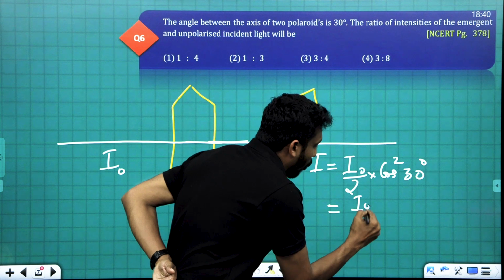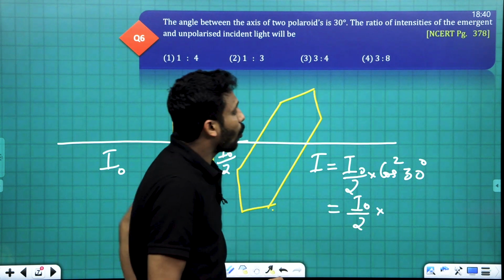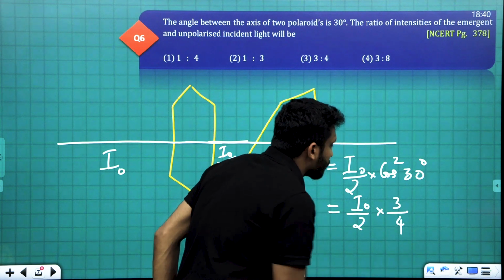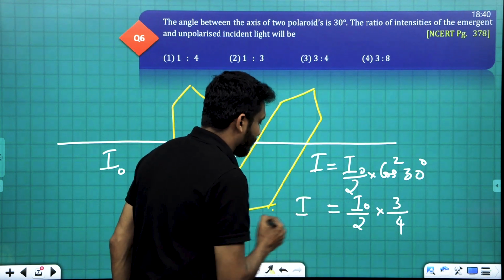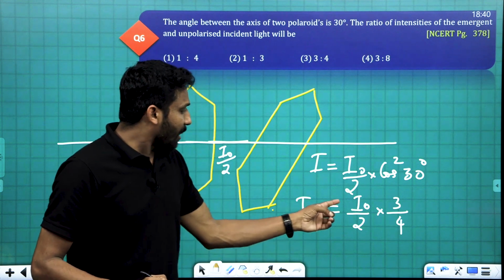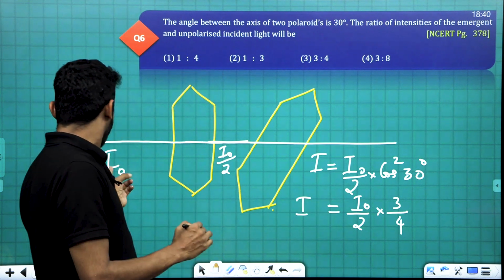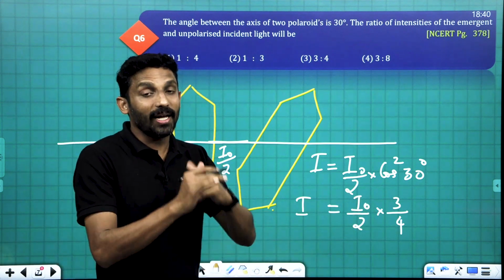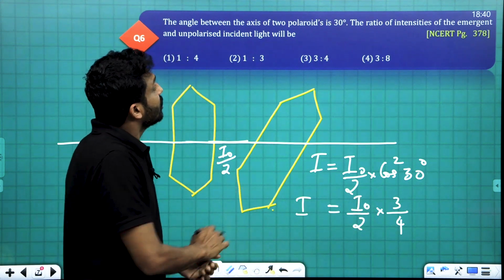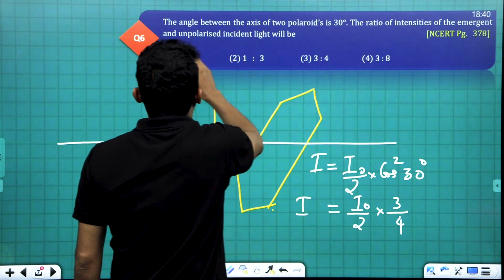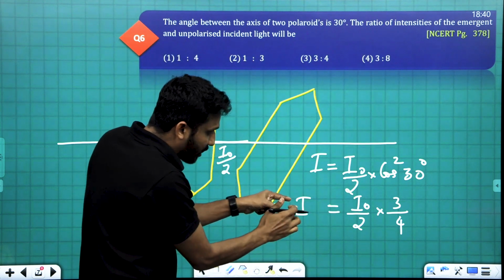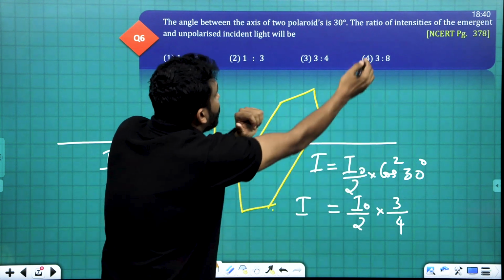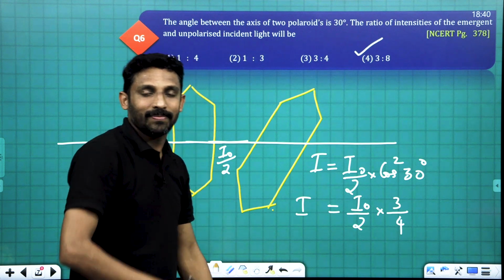This is I naught by 2 into cos 30, which is root 3 by 2. Its square is 3 by 4. Then, how much times the unpolarized intensity? Unpolarized intensity into 3 by 8. The ratio of the intensity of the emergent light to the unpolarized intensity is 3 by 8. 3 by 8 is the answer.